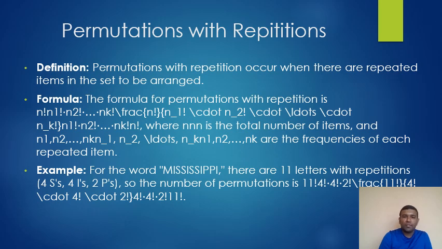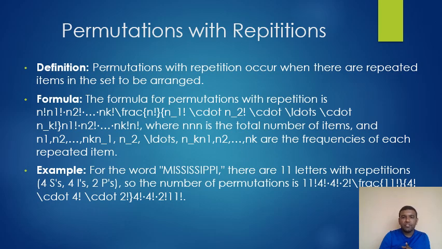For the word Mississippi, there are 11 letters with repetitions. Here, Mississippi has a total of 11 letters, but all 11 letters are not unique. We don't have 11 different letters. What we have is 4 S, 4 I, and 2 P's. There are 4 letters of S, 4 letters of I, and 2 letters of P.